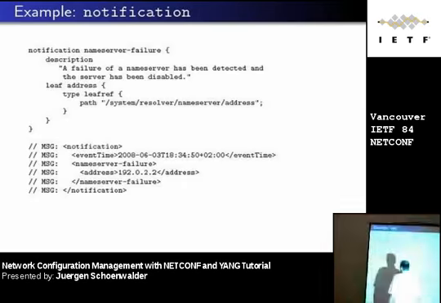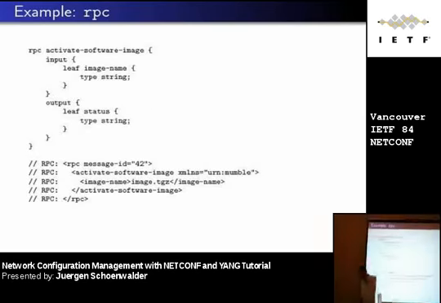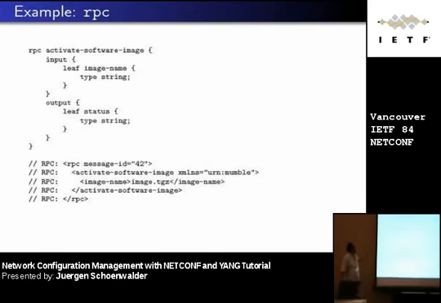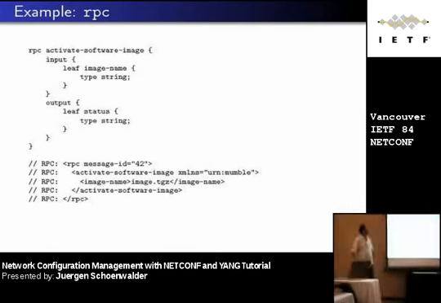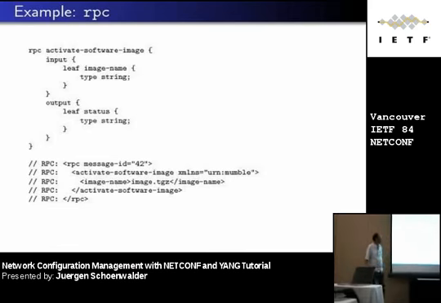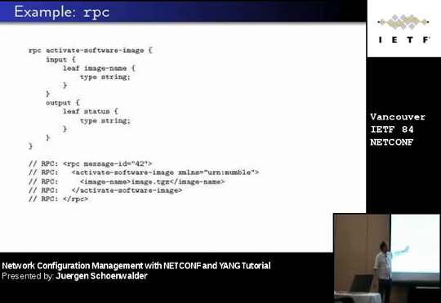Another example is the RPC, which is how you define your own RPC. Another operation. You use the RPC keyword, and here is an activate software image RPC, which takes as input a leaf, the software image name that you want to activate, and as output the status, which is a string in this case. On the wire, what you send is just an RPC, and where you usually have a get config or edit config, you just have an activate software image RPC that you invoke, which has an image name.